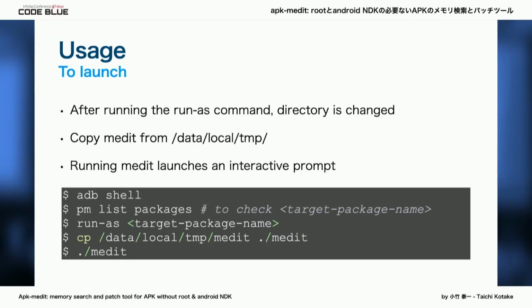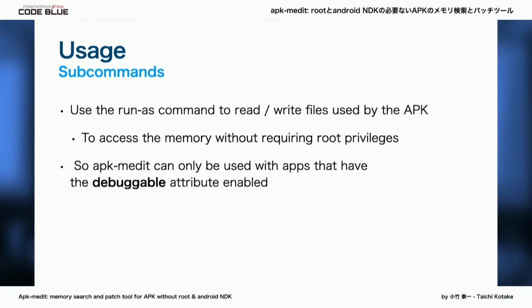After running the launch command, the directory is automatically changed. So copy medit from data local tmp. Running medit launches an interactive prompt. Many subcommands are implemented in the interactive prompt, but there are three main ones. First, find command searches the specified integer value in memory. Second, filter command filters search results using the specified value. Third, patch command writes the specified value to the address found by the search.